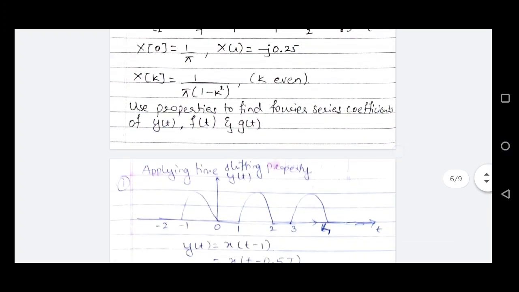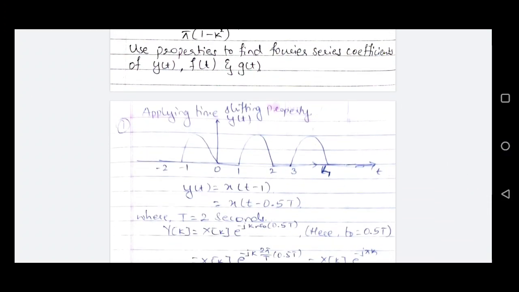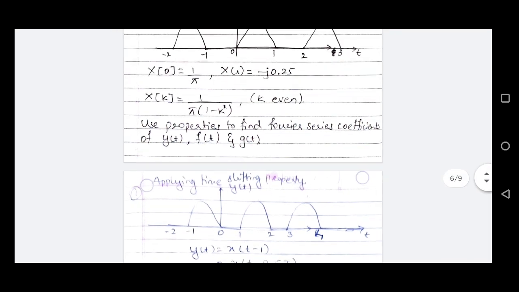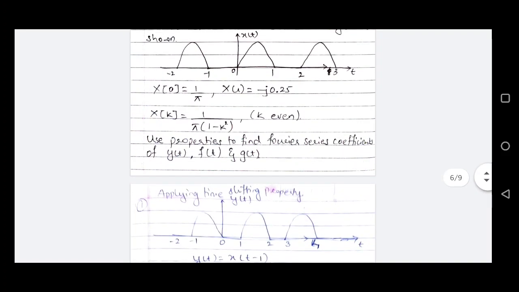The given function y of t is of this form. Y of t has a function between minus 1 and 0. The function is 0 between 0 and 1, and likewise. If you compare x of t with y of t, it is the time shifted version of x of t.